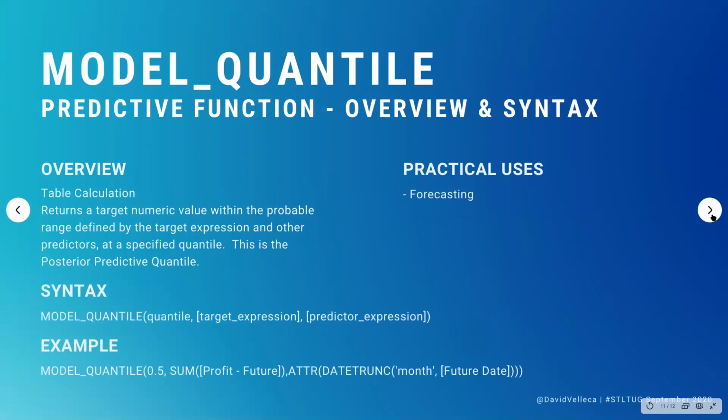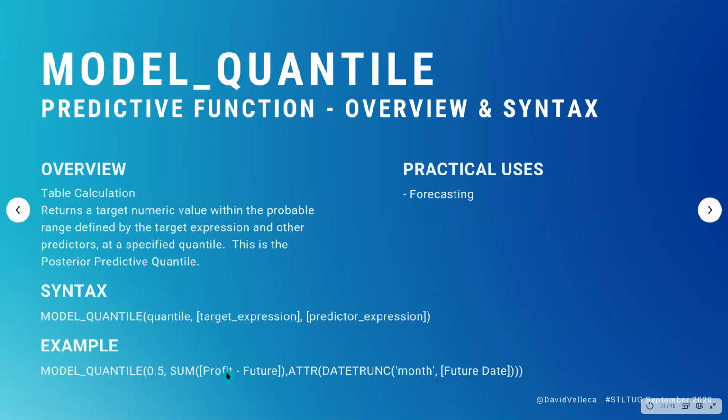And then there's 2 new predictive functions. Both of them are actually table calculations. The one that we're going to go over in detail and hopefully not get a lot of questions about is MODEL_QUANTILE. This is super useful for forecasting, but the syntax for this is the function MODEL_QUANTILE, then the quantile that we're going for. We're going to look at profit in this example. We're looking at profit, and we want to predict based on the median profit.